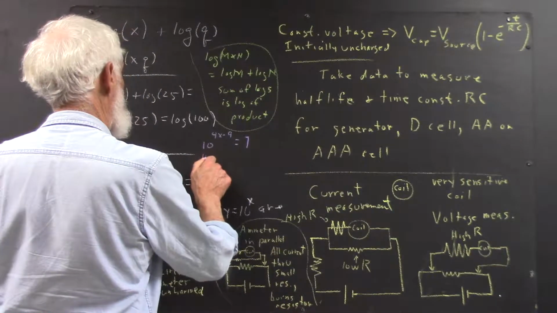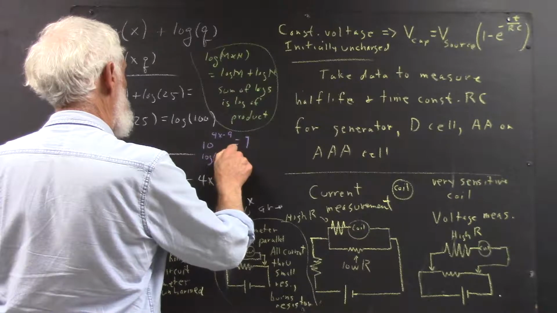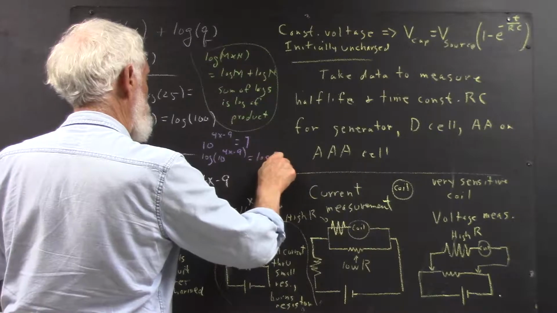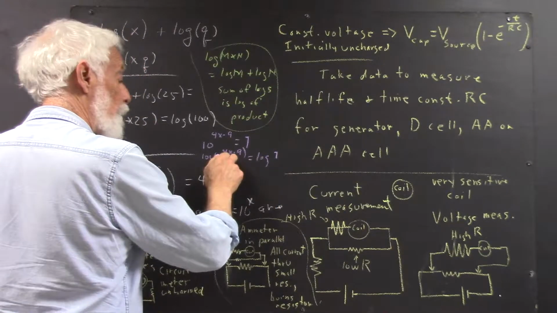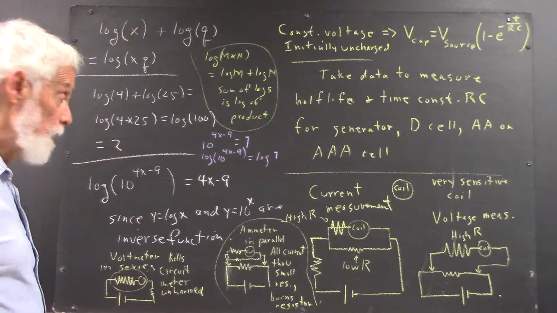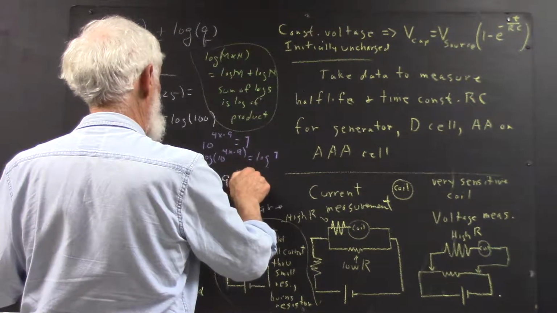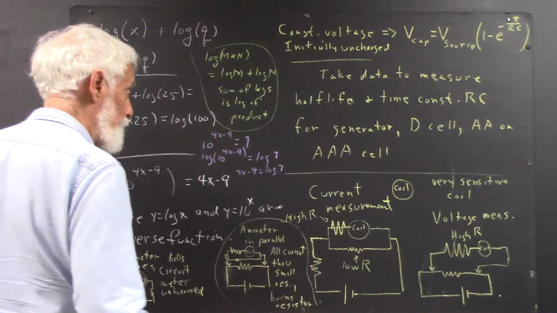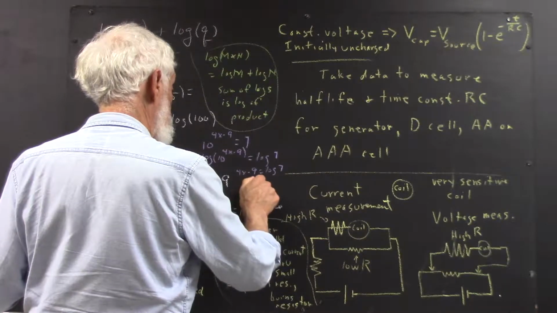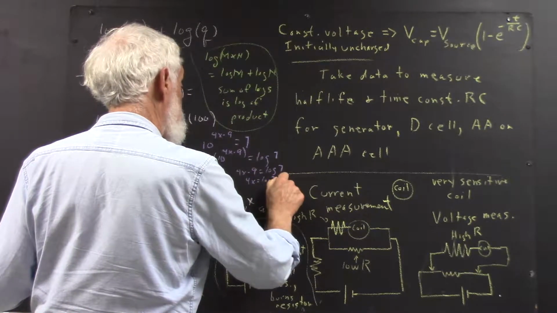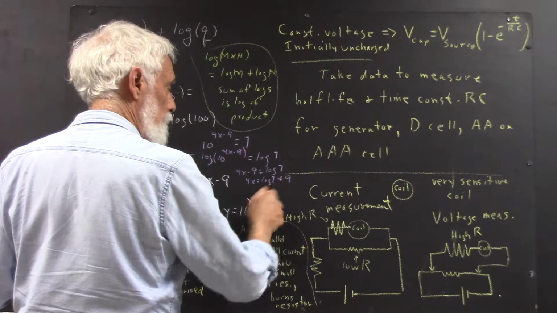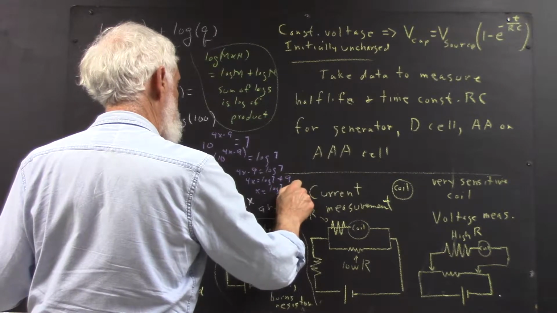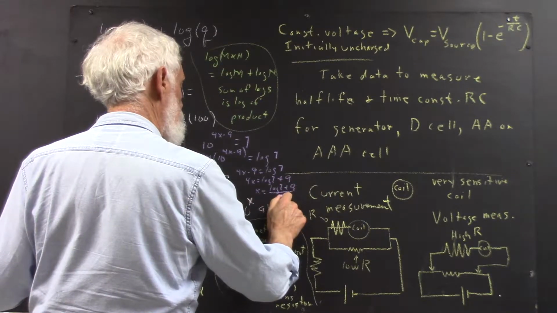So we can take the log of 10 to the 4x minus 9, and of course that's equal to the log of 7. Now the log of 10 to the 4x minus 9 by the inverse function property is just 4x minus 9. And that's equal to log 7. We can add 9 to both sides. We get 4x equals log 7 plus 9. And then we can divide by 4. We get x equals (log 7 plus 9) over 4.